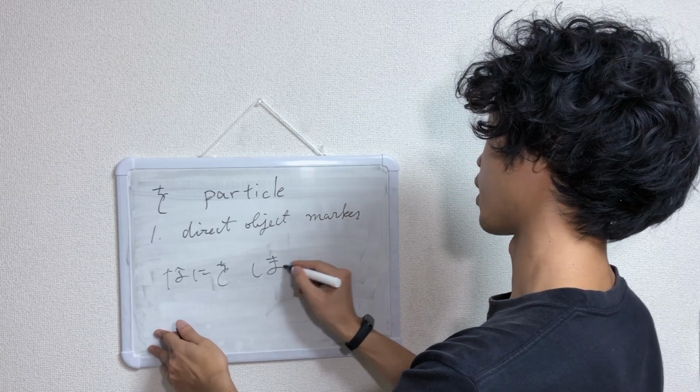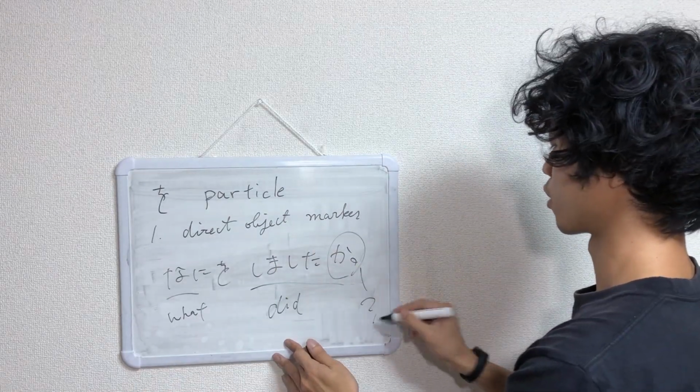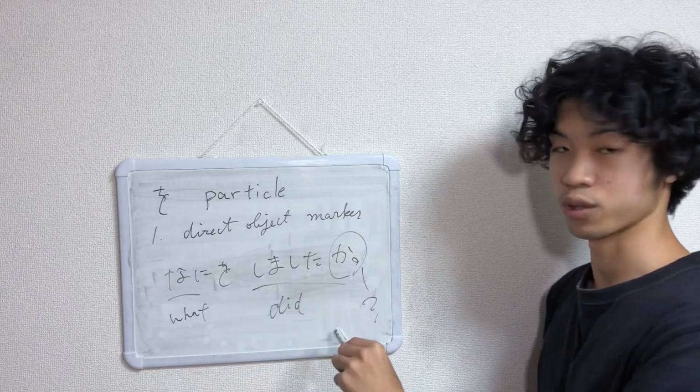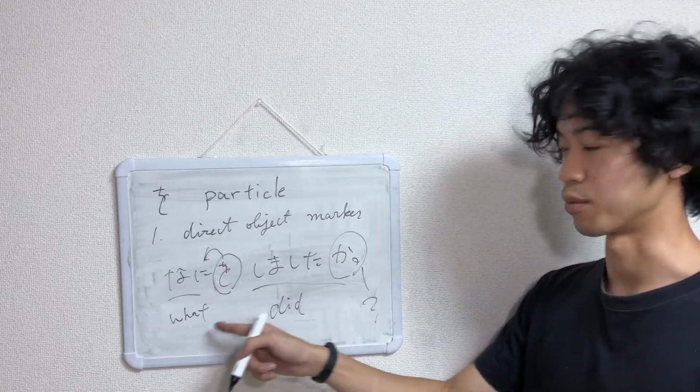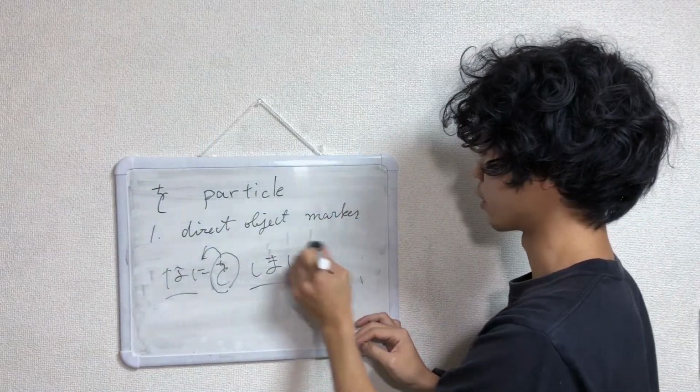何をしましたか? 何, what, しました, did. か is a question particle, meaning if you add it at the end of a sentence, it becomes a question. Again, what is an object. Do what? Straightforward, right? However, this is where it gets a little complex.